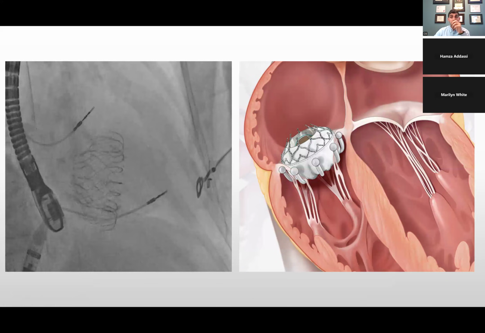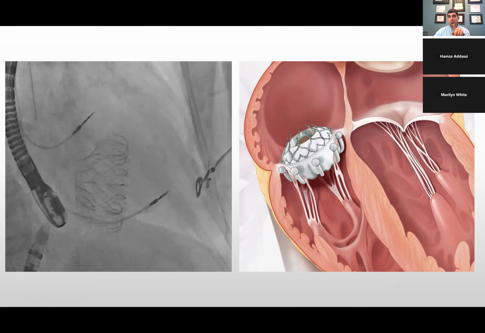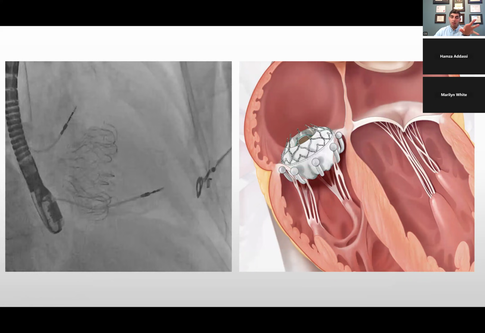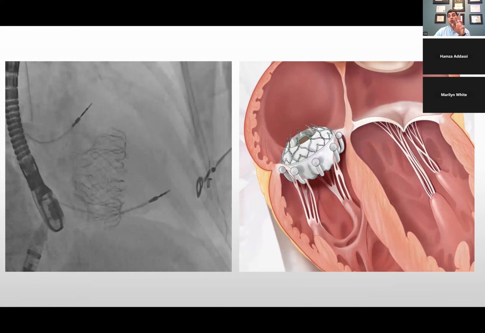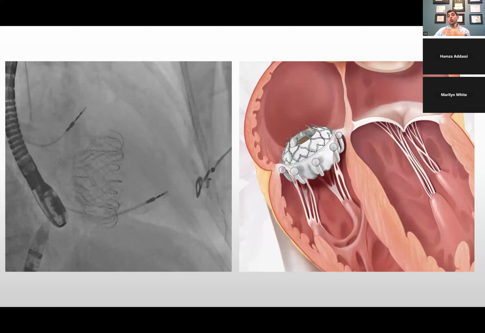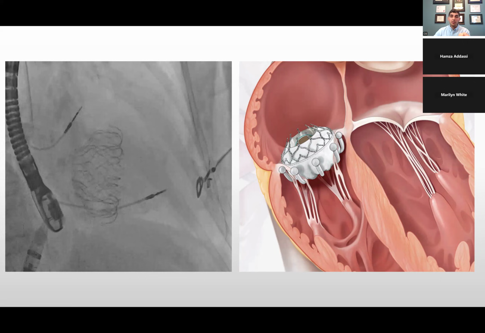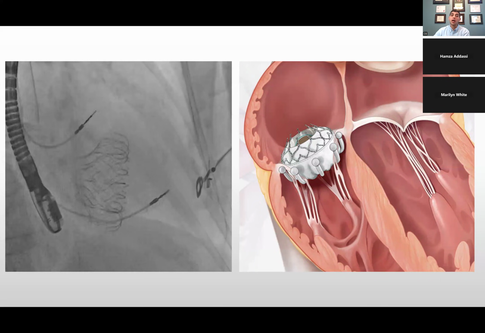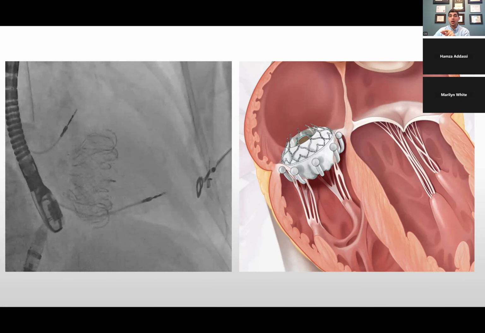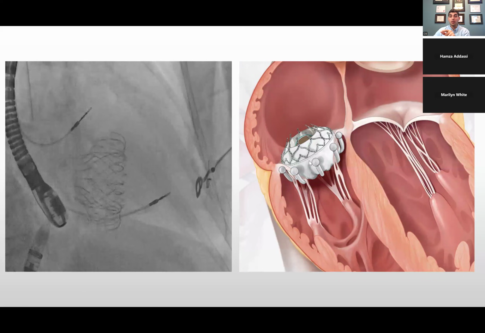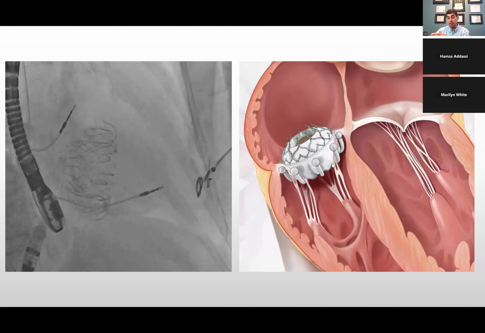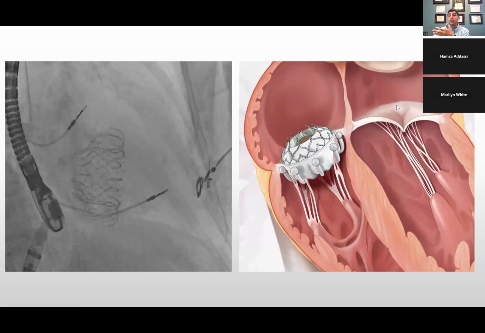Now, for tricuspid intervention, we have not proven mortality benefit. So what do I mean by that? If you do aortic or mitral, patients will live longer. Right now for tricuspid, we haven't proven patients will live longer, but we have proven patients will have better quality of life from a symptomatic standpoint. They will feel better.